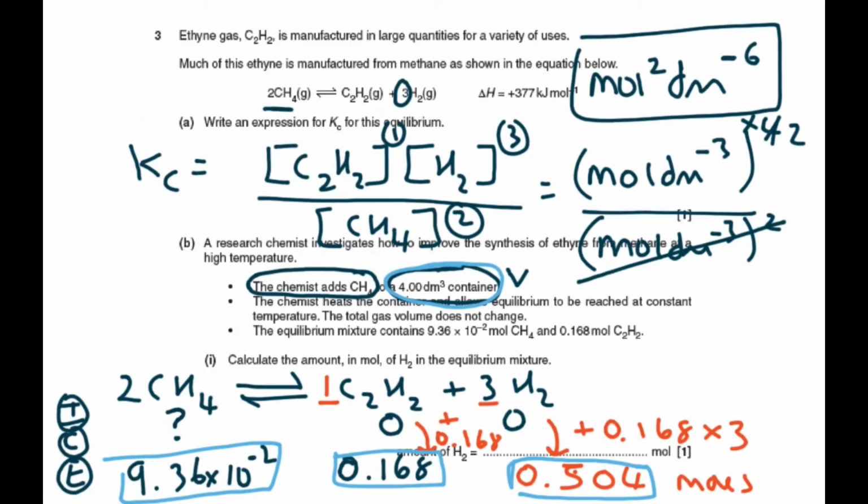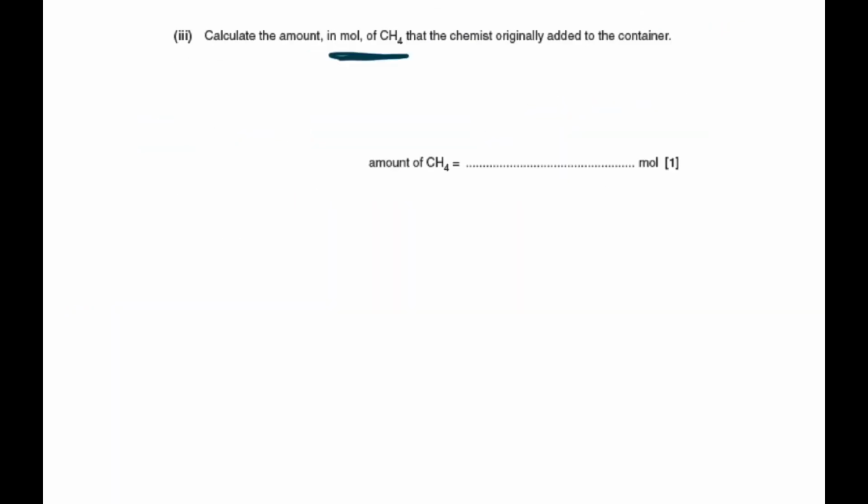Right, the next question. Calculate the moles of methane that the chemist originally added to the container. So let's just go back. What we're trying to find is the moles of methane that the chemist originally added to the container. I'm just going to redraw that part so we can see clearly what's going on. I've got lots of space here, so I'm going to do it at the bottom. So we've got 2 methanes. I'm just going to rewrite the equation first. We've got the ethine, and we've got 3 hydrogen.